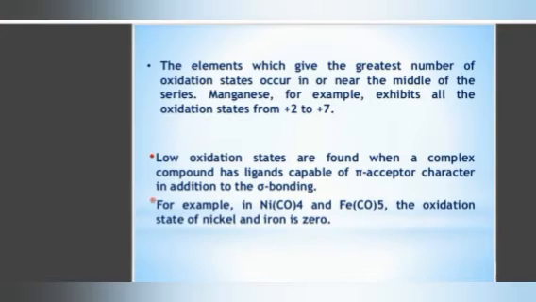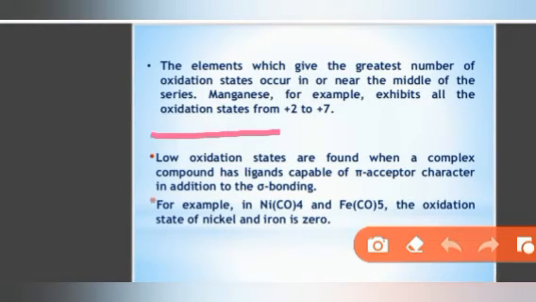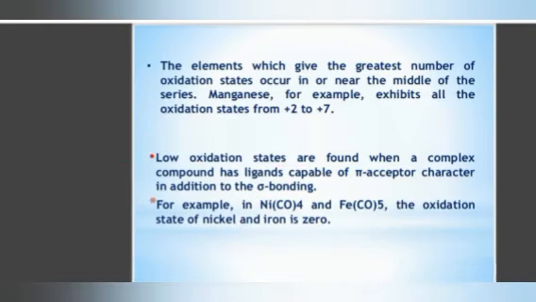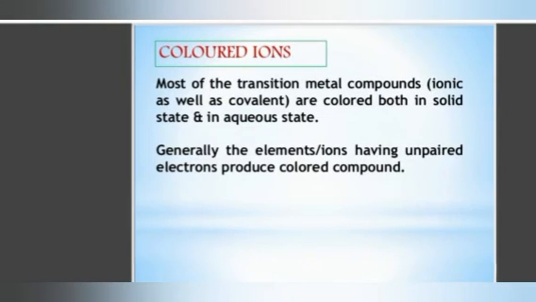The elements which give the greatest number of oxidation states occur in or near the middle of the series. Manganese, for example, exhibits all the oxidation states from +2 to +7. Low oxidation states are found in complex compounds, with ligands capable of pi acceptor character in addition to sigma bonding. It means that big complex structures are formed due to variable oxidation state.